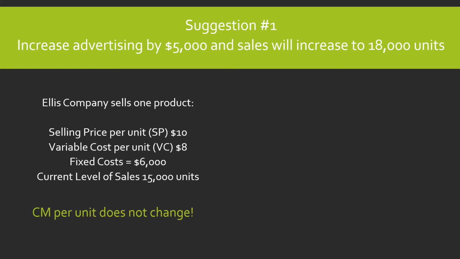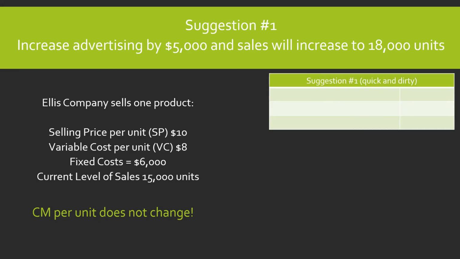So let's look at what we have as net income after we look at our suggestion here. So the quick and dirty, again, I know that my total contribution margin is going to be my contribution margin per unit, which didn't change, right? So $2 a unit times the number of units that we'll sell. And under this suggestion, it is said that we will sell 18,000 units. So when I take the $2 contribution margin per unit, multiply it by the 18,000 units, this will give me $36,000.